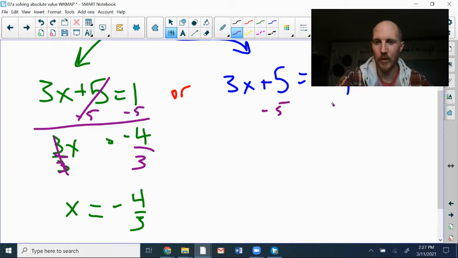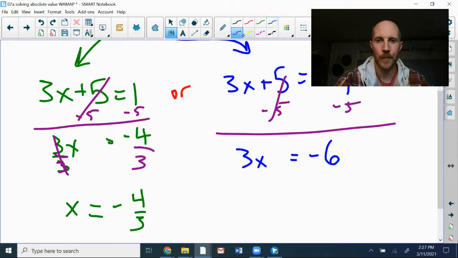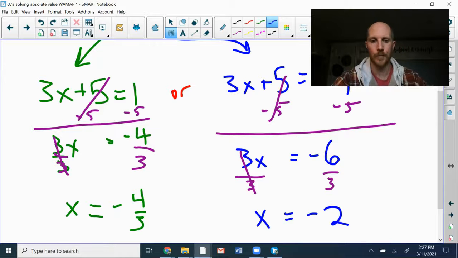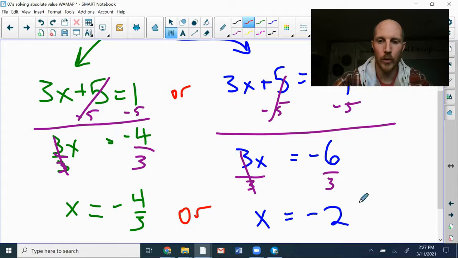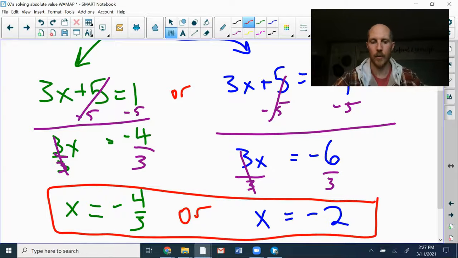So the steps to solve this are going to be the same, but I'm just going to get totally different numbers to deal with. So subtract 5, that comes first. 3x equals negative 6. And then divide by 3. And this time we get x equals -2. All right. Connect those two solutions with the word or. And we have finished.